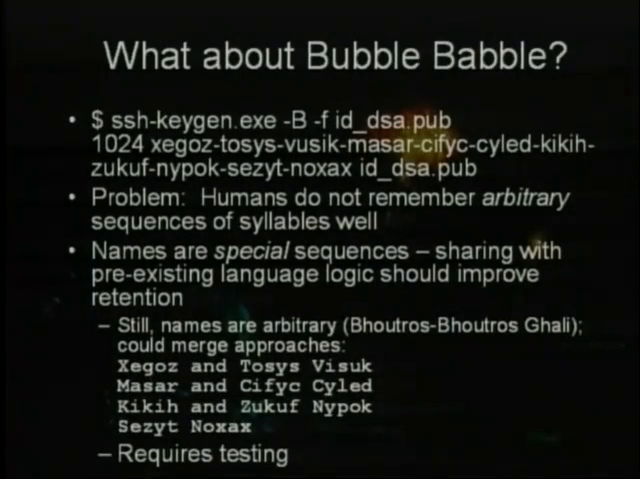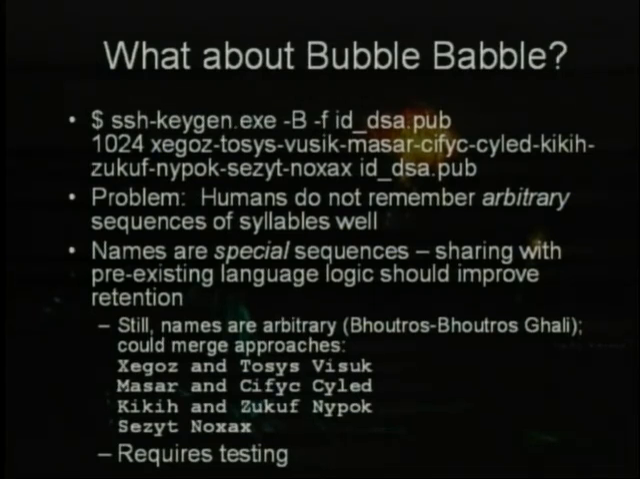It attempts to map names to syllabic sequences, like Zigaz, Tosus, Vusik, Masar, whatever. The problem is we're not really built to remember arbitrary sequences of syllables either. That's just not what we do. However, I've got to actually admit, names are fairly arbitrary. You know, Boutros Ghali is a fairly arbitrary name.